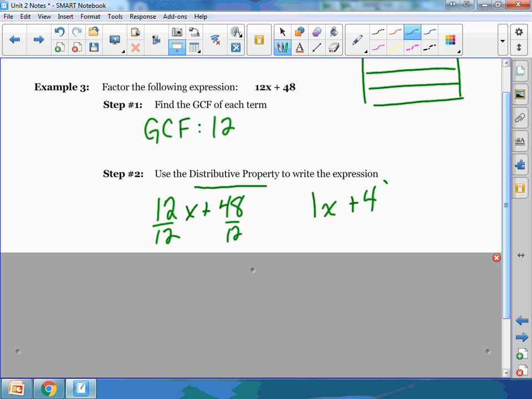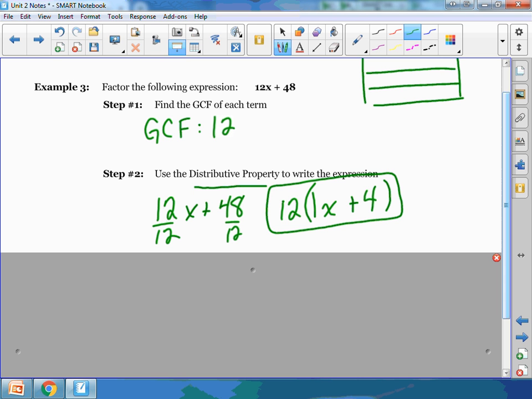Now, here's the thing. Since we factored out the 12, we're going to write it in this form right here. It says, use the distributive property to write this expression. Well, we're going to write it just like that. How do I know if I'm right? Or how do I know if there's ways to factor? How do I know that I've created a proper factored expression? Jack?